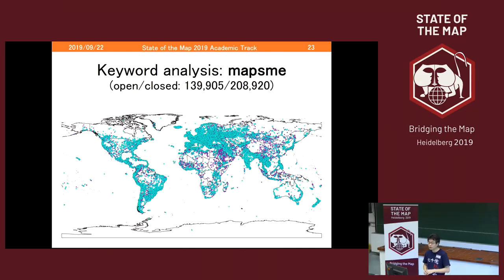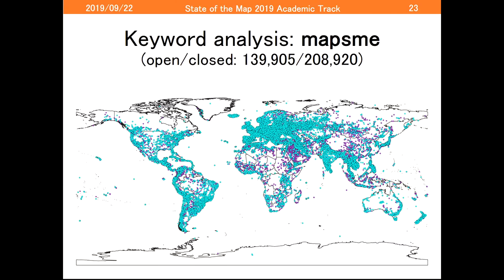So this is a global trend of Maps.me. The blue one is closed issues of OSM notes, and the purple one is now open OSM note revisions. So anyway, Maps.me is shown globally, and we also focused on Japan and some East Asian regions, which may promote OSM notes posting. Okay. So anyway, it is widely spread worldwide and can be seen in India and also South American countries, where OSM notes were closed and resolved.